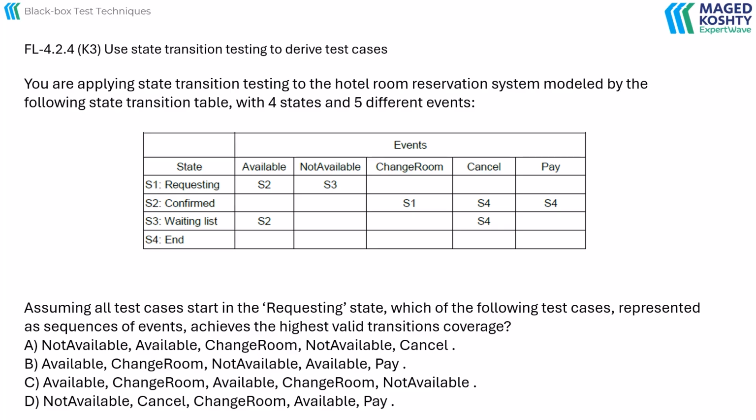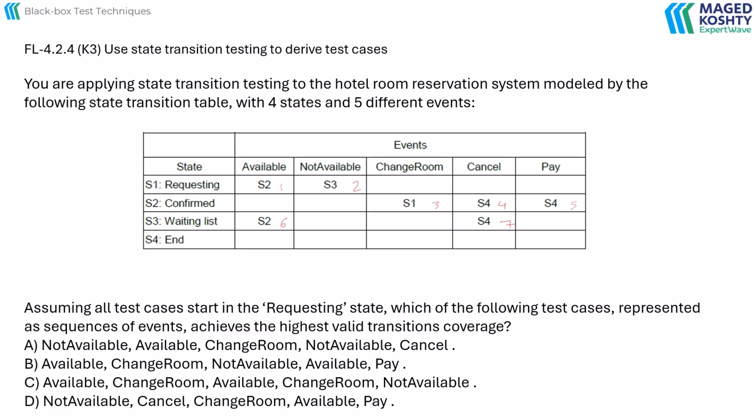The table has 4 states and 5 different events. A transition is represented by whatever table cell is filled. We should count the number of filled cells in the table. So we have 7 valid transitions. Now we should go through each answer option and see how many valid transitions it covers. Always start from the first row.